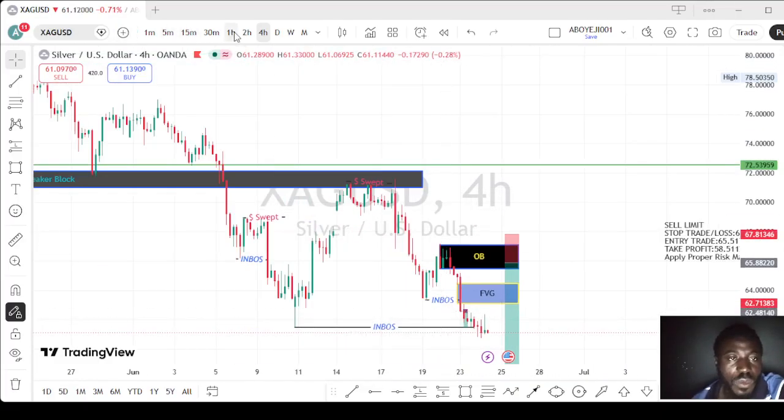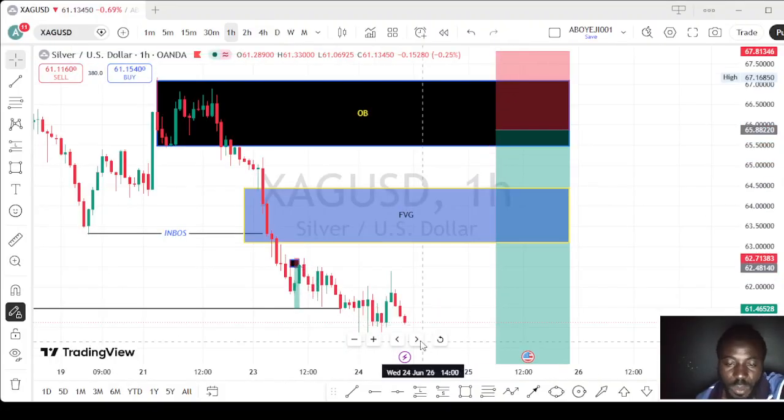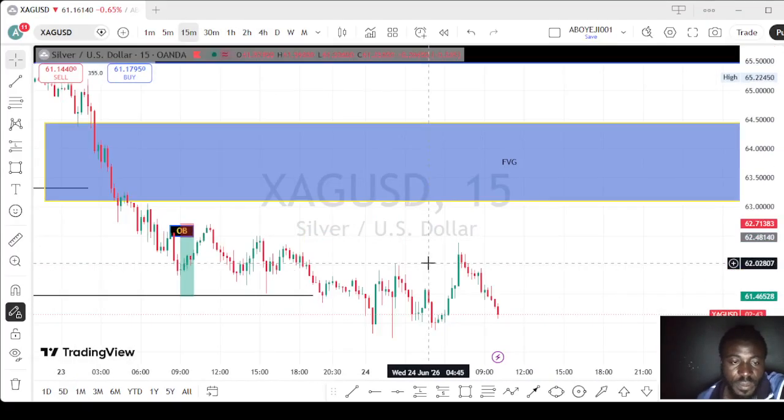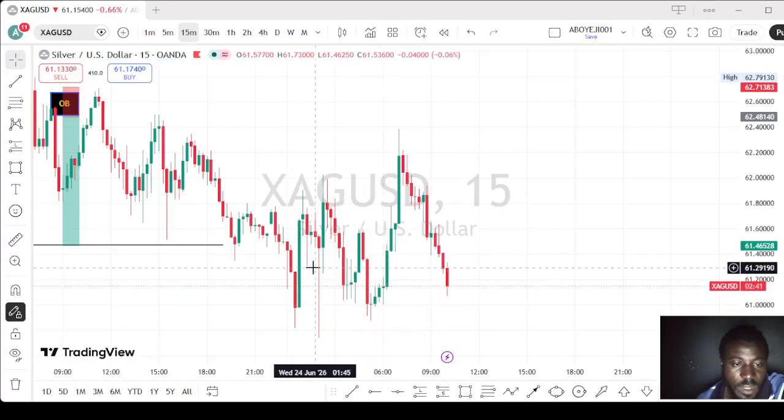So let's move to the 1 hour time. For what the 1 hour has given, we did not see any other break of structure recently on the 1 hour time frame. So let's move to the 15-minute time frame. This is the 15-minute time frame. This is the last break of structure on the 15-minute time frame.